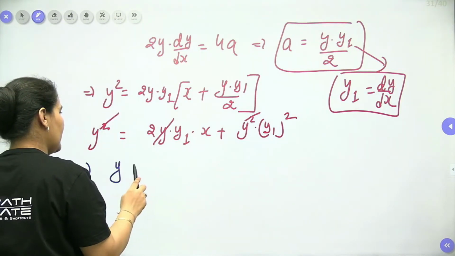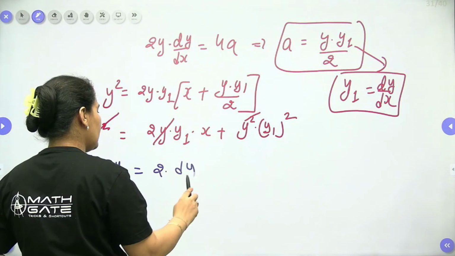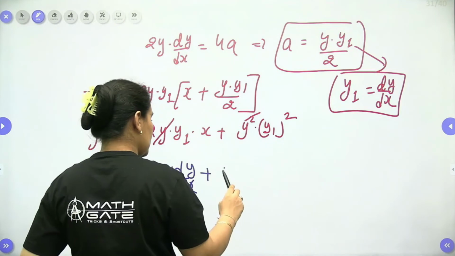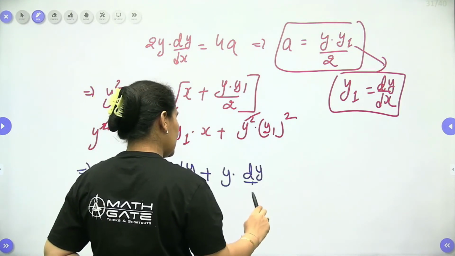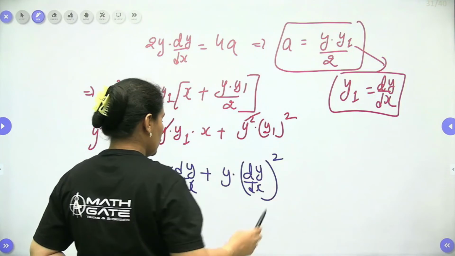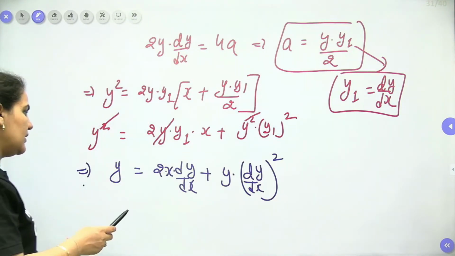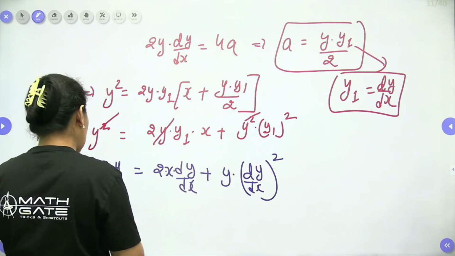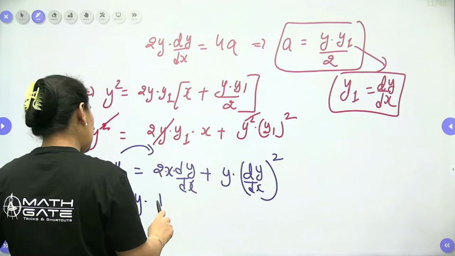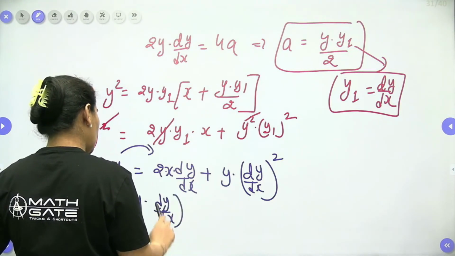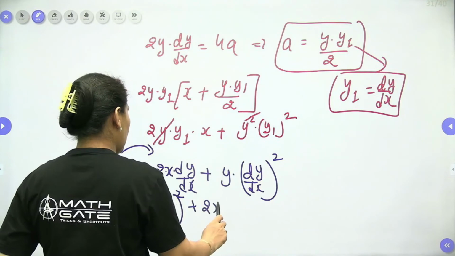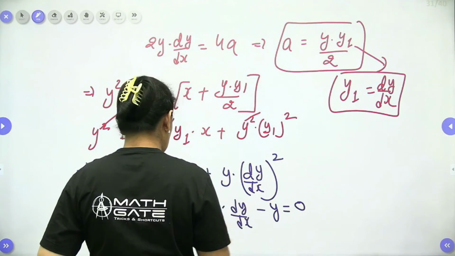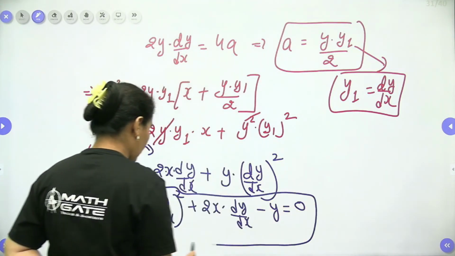So ultimately what you will have, y is equals to 2x into dy by dx plus y into dy by dx whole square, yes, exactly. So if you want to make it simple, you can write it in a particular manner. You can take y again on the right side. So it will be y into dy by dx whole square, dear students, plus 2x into dy by dx, and minus y is equals to 0. So hence this will be your final answer.